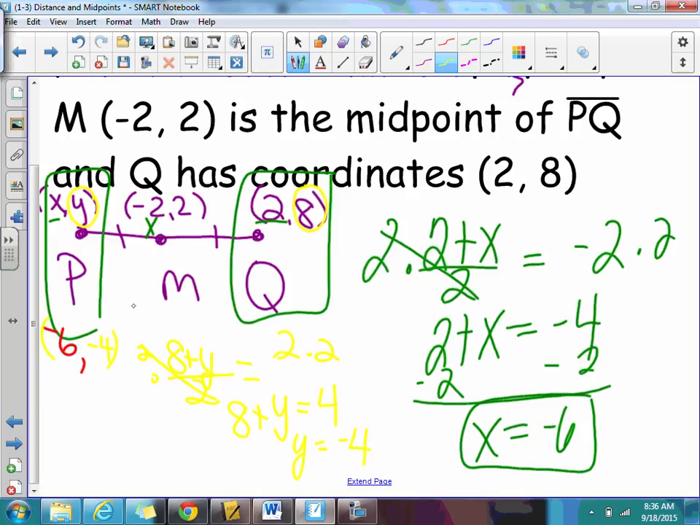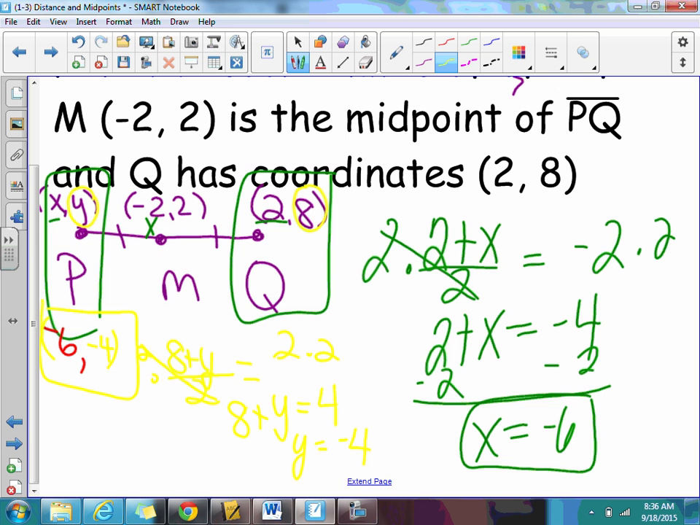Okay, and if we look at our answer over here for our missing endpoint, think about it. -6 and 2. Is -2 a number in between them? Yes. -4 and 8. Is 2 a number in between them? Yes. So we look pretty good. If that's the most complicated, I'm going to make it. Working backwards to find the missing endpoint.